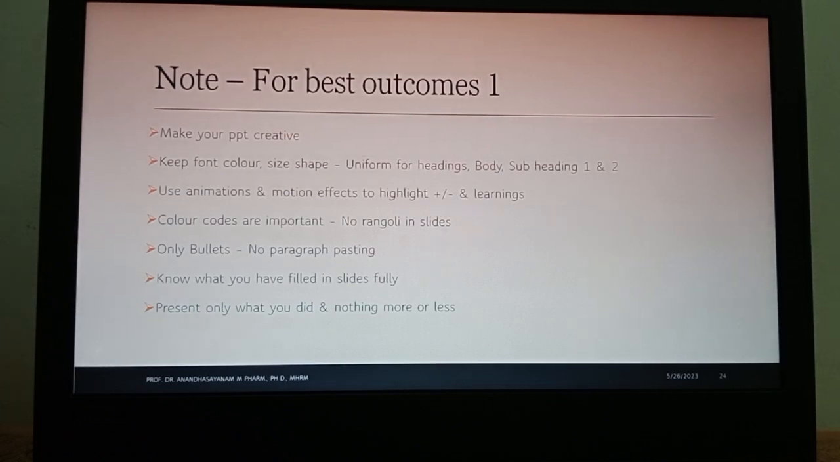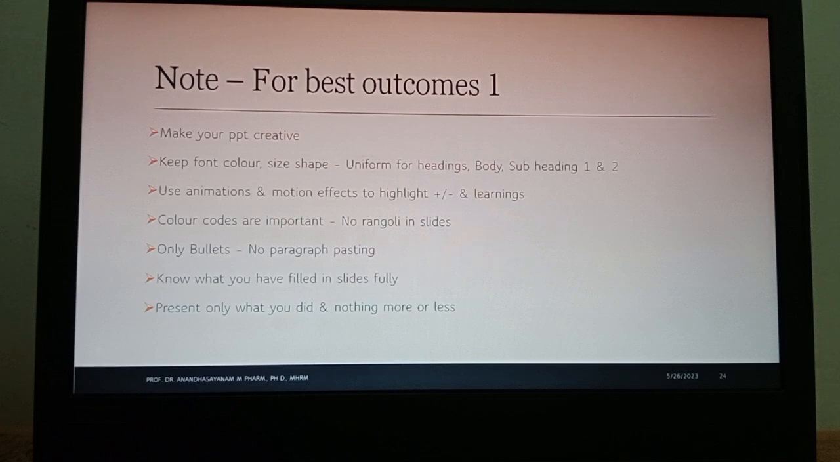Right. So make your presentation creative. Let it not be the same as usual. Keep the font color, font size, shape, all these things uniform for the headings, for the body, for subheading 1 and 2. Use animations, use motion effects to highlight the learnings. The color codes are important. Don't put a rangoli and spread all colors in the slides and distract the attention of the person who is listening to it. Only bullets, no paragraph pasting.